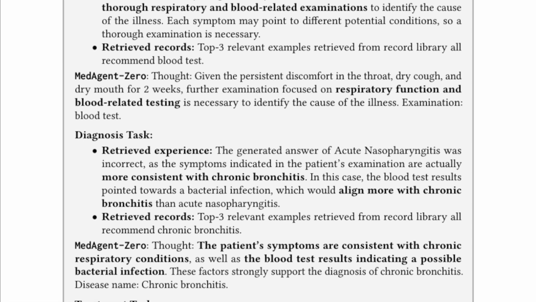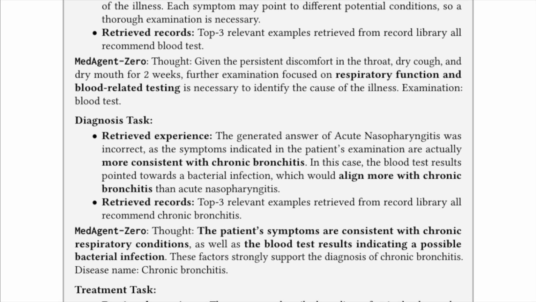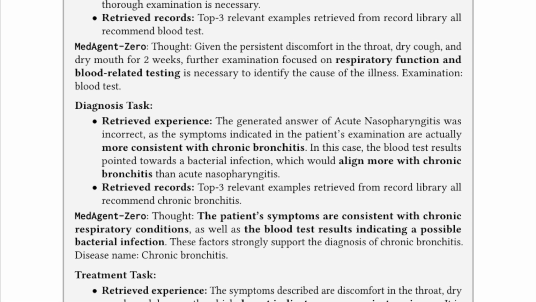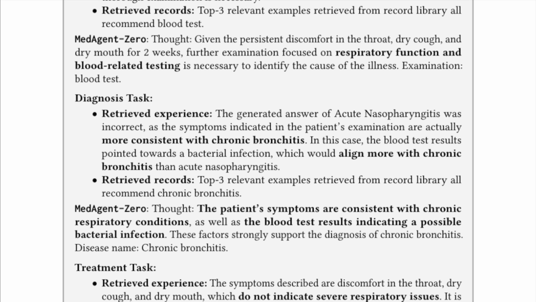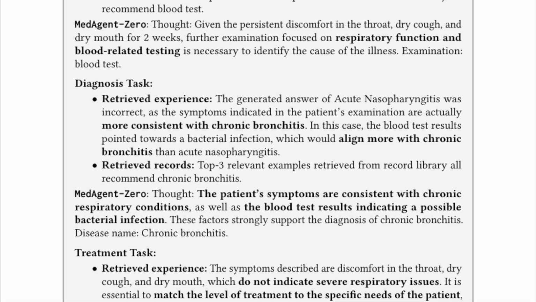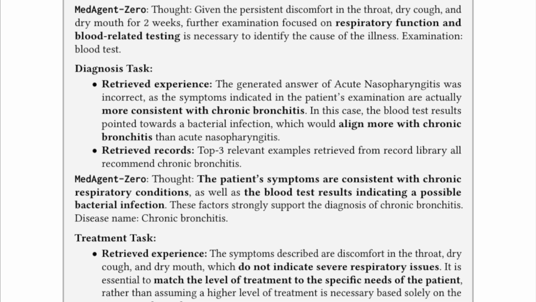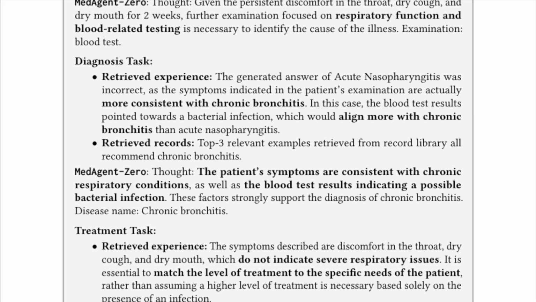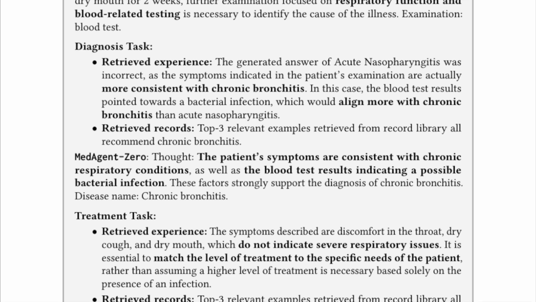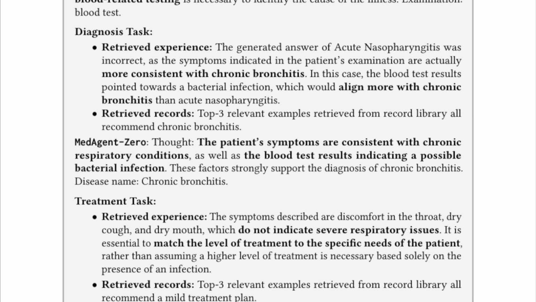Diagnosis task. Retrieved experience. The generated answer of acute nasopharyngitis was incorrect, as the symptoms indicated in the patient's examination are actually more consistent with chronic bronchitis. In this case, the blood test results pointed towards a bacterial infection, which would align more with chronic bronchitis than acute nasopharyngitis. Retrieved records. Top 3 relevant examples retrieved from record library. All recommend chronic bronchitis. MedAgent 0. Thought. The patient's symptoms are consistent with chronic respiratory conditions, as well as the blood test results indicating a possible bacterial infection. These factors strongly support the diagnosis of chronic bronchitis.